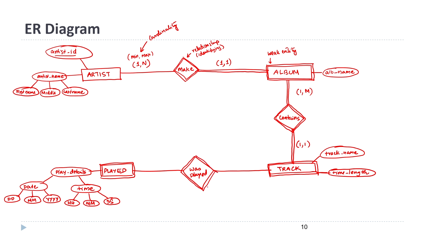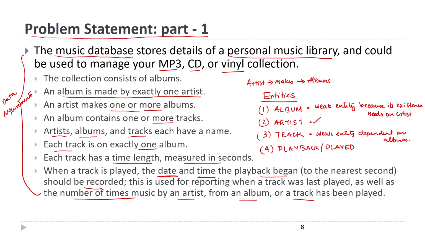existence without a track, and track has no existence without an album, and album has no existence without an artist. Okay. When a track is played, the date and the time the playback began should be recorded, and is used for reporting when the track was last played. And then as well as the number of times the music by an artist from an album or a track has been played.